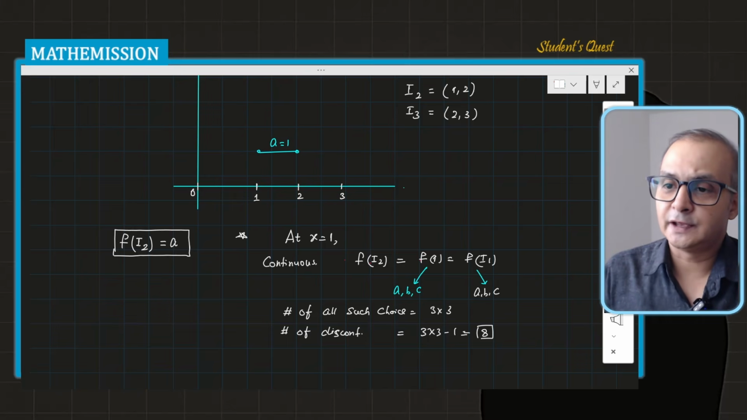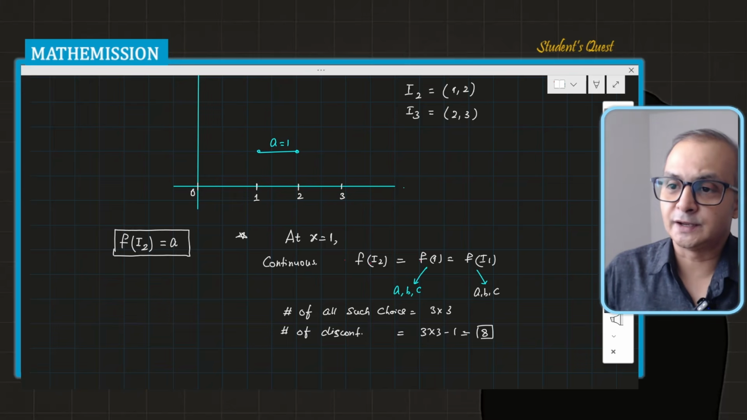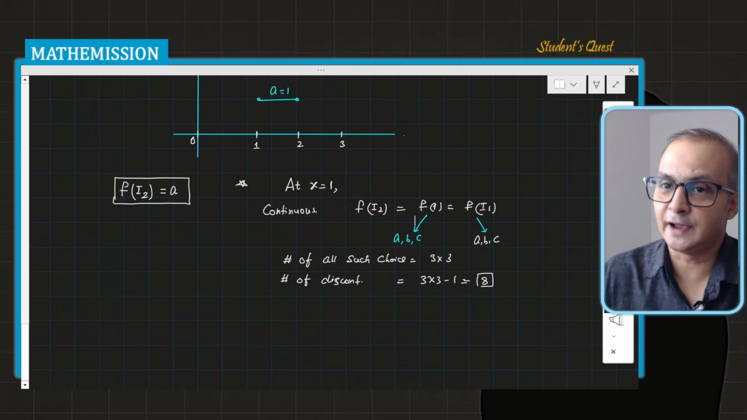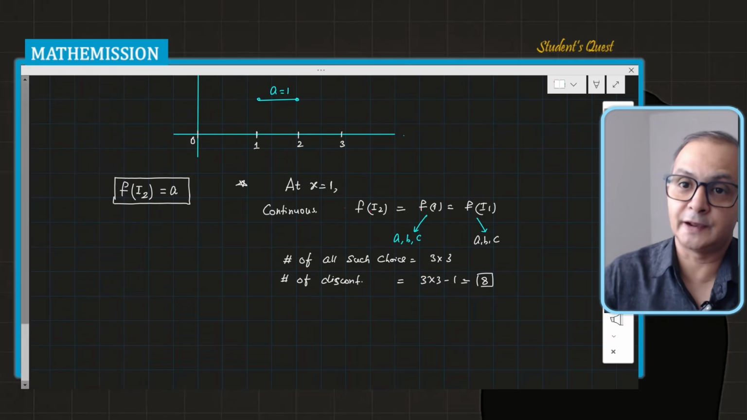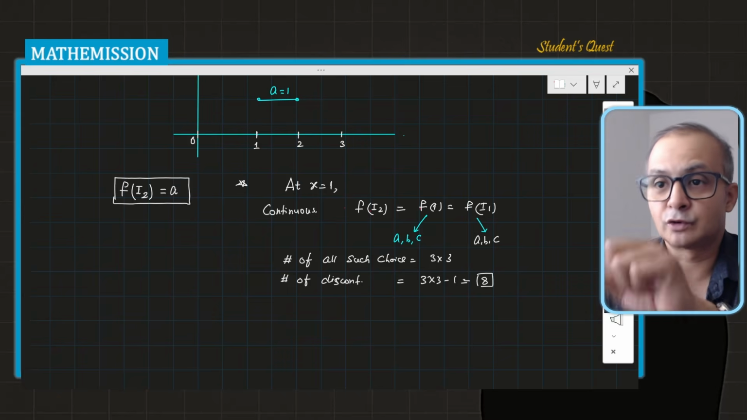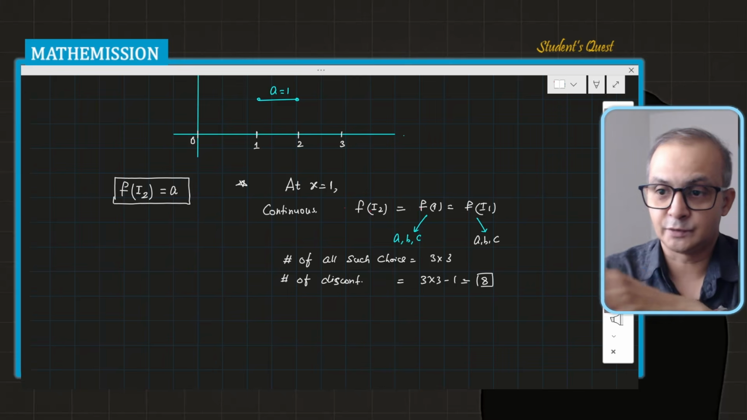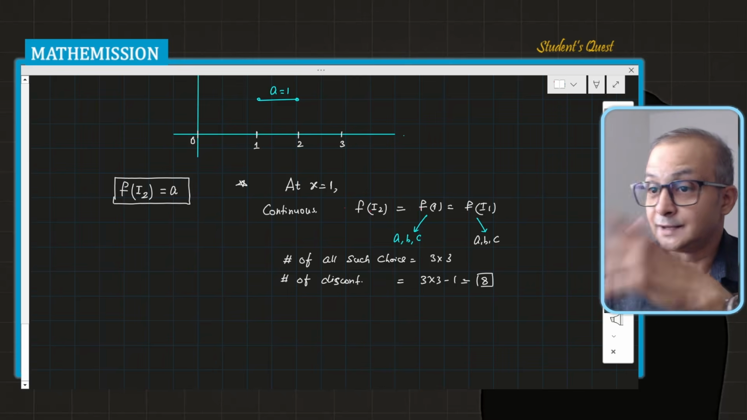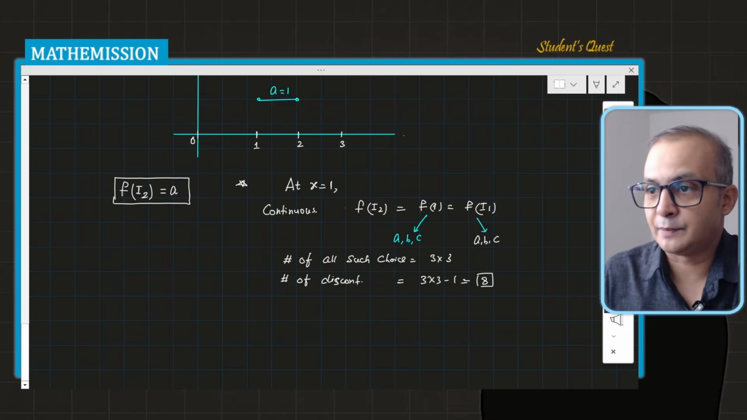So any of the other 8 choices, if you take, that function will not be continuous at x equals to 1, provided f of I2 is equal to A. But this is the story for x equals to 1 only. We have to also tell the similar story at x equal to 2. Let's create the story. So what will happen at x equal to 2?